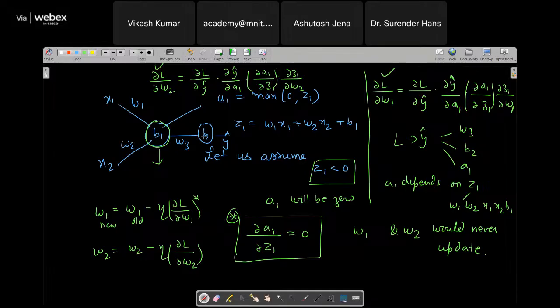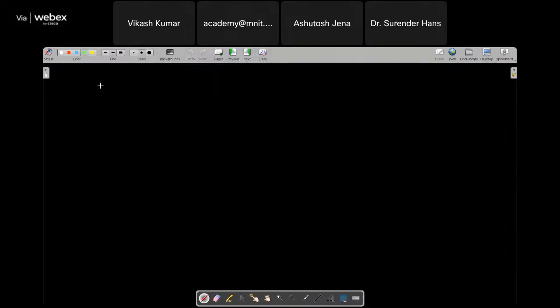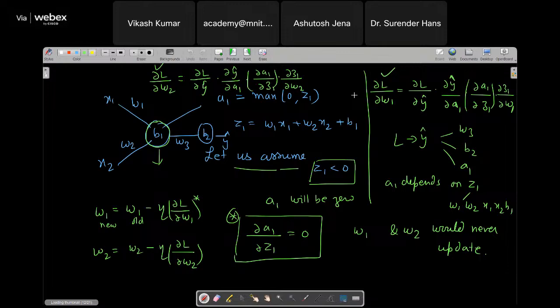So now the question is: how is this W1 X1 plus W2 X2 plus B1, this Z1, less than 0? Okay, this one is an assumption, that Z1 is less than 0. So there is a first reason for this Z1 being less than 0. That is the first reason. If the derivative is equal to 0, then dou L by dou W1 is equal to 0 and dou L by dou W2 is equal to 0, which means that is a dead neuron.